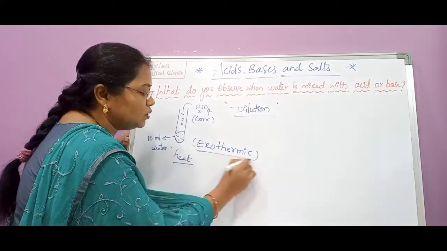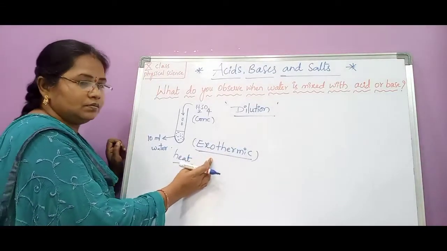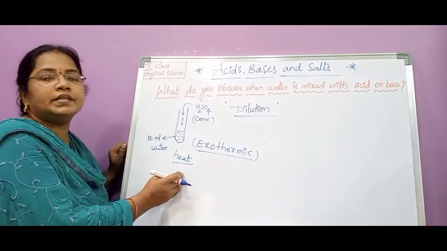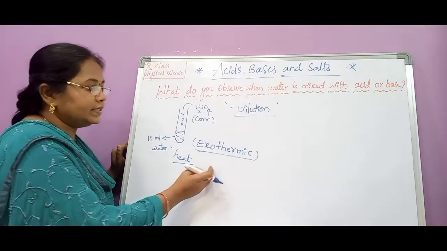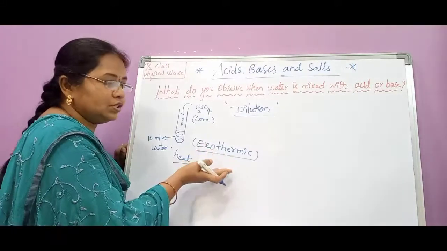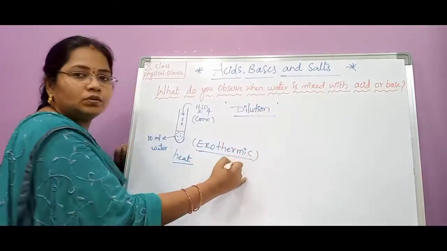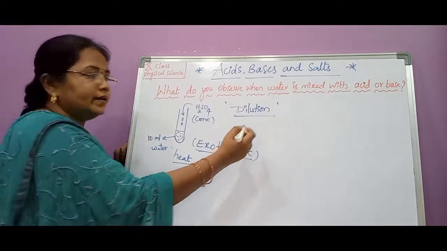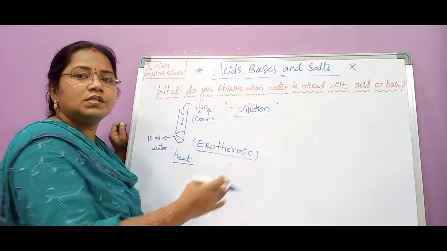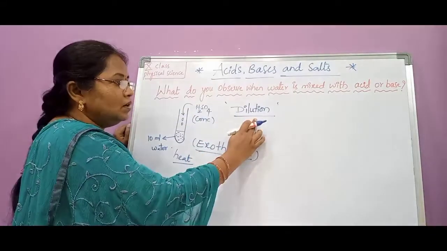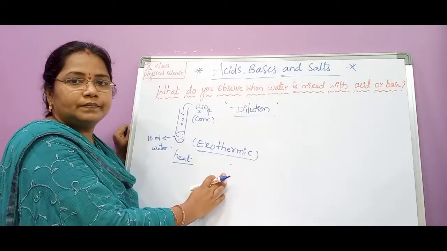What is exothermic? Exothermic means a process or a chemical reaction in which a certain amount of heat energy is released outside. In that case, that process or reaction is known as an exothermic reaction. So, dilution is also an exothermic process. When we are diluting concentrated acids or concentrated bases, it releases some amount of heat energy. Hence, dilution is said to be an exothermic process.